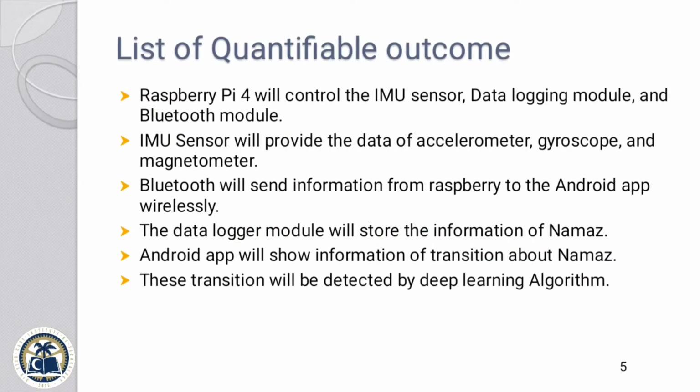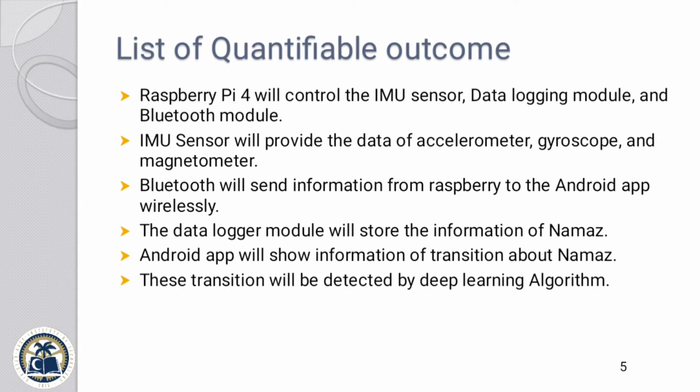Bismillahirrahmanirrahim. Assalamu alaikum. List of quantifiable outcome. In this slide, I will cover the main components and tools involved in our project and their purposes. First is Raspberry Pi. Raspberry Pi will control all the sensors and modules used in our project like IMU sensor, Bluetooth module, data logger module, etc.